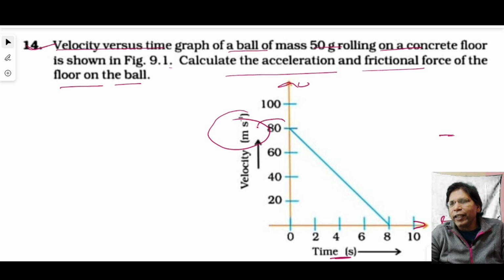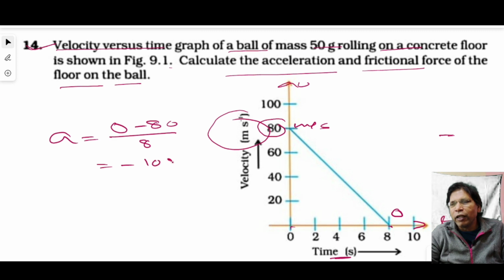Look at this here. Initial velocity is 80 meters per second. Final velocity is 0. The time required to come to rest is 8 seconds. So acceleration a equals final velocity 0 minus initial velocity 80, divided by the time taken, which is 8 seconds. So this is minus 10 meters per second squared, the acceleration.